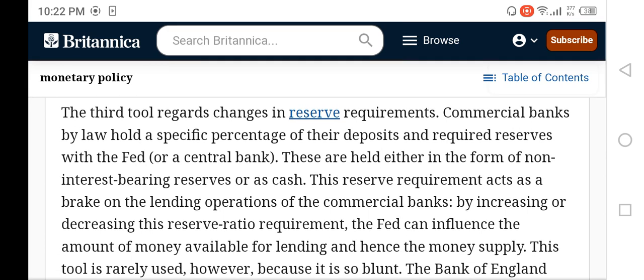The third tool is the change in the reserve requirement. Commercial banks by law hold a specific percentage of their deposits as required reserves with the Fed or a central bank. These are held either in the form of non-interest-bearing reserves or as cash. The reserve requirement acts as a brake on the lending operations of the commercial banks. By increasing or decreasing this reserve ratio requirement, the Fed can influence the amount of money available for lending and thereby the money supply.